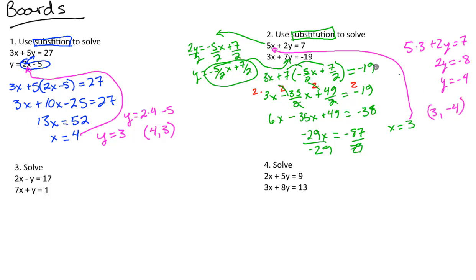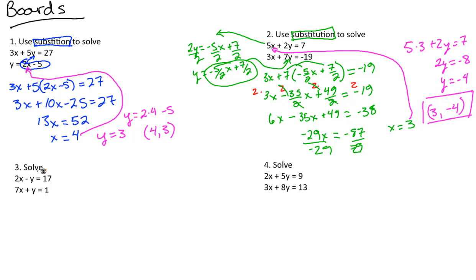Does that really work in both of them? 5 times 3, 15, plus negative 8, indeed equals 7. 3 times 3 is 9, plus negative 28 equals negative 19. This is the one and only point that works in both equations. So yes, indeed. All right, let's see if this one is any nicer. Solve.